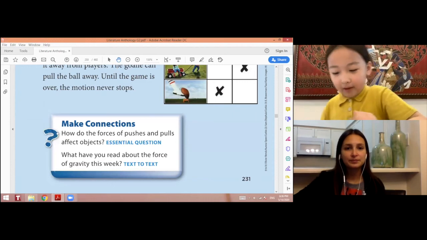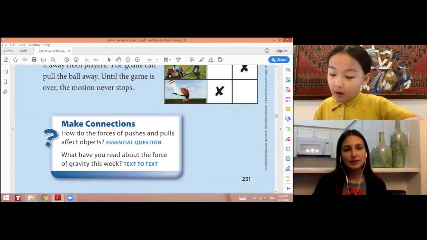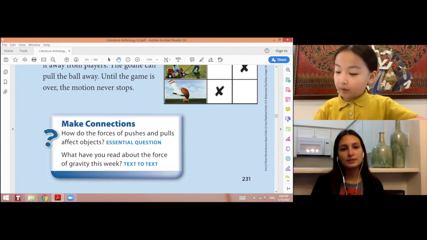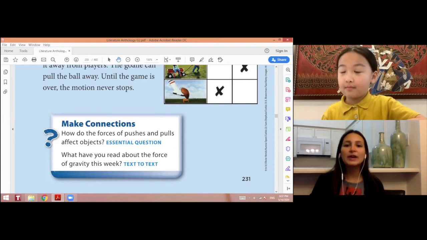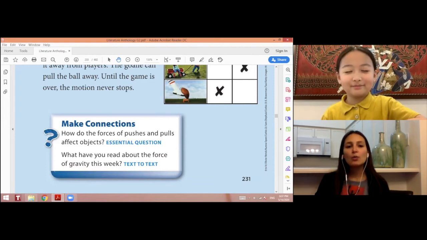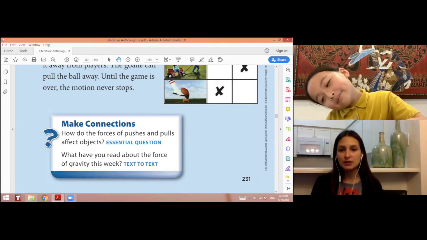Okay, so let's continue to make connections. How do the forces of push and pull affect objects? Think about an object. What happens when you apply the force of push and pull to an object?